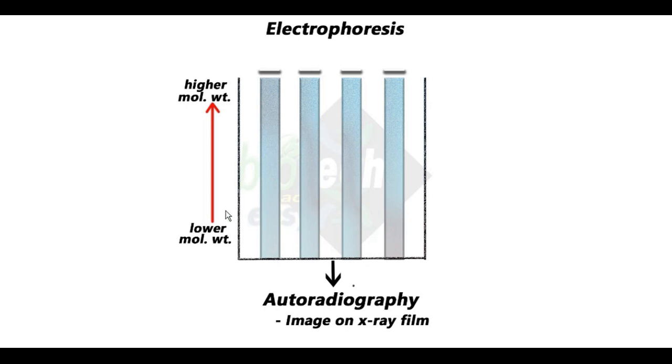And then after the electrophoresis, you have to do the autoradiography. Autoradiography here is very important because that's how you are going to find out your fragments. Why? Because you have done the radio labeling here. Because your DNA is radiolabeled, you have to see the image on the X-ray film and you will get the autoradiogram.